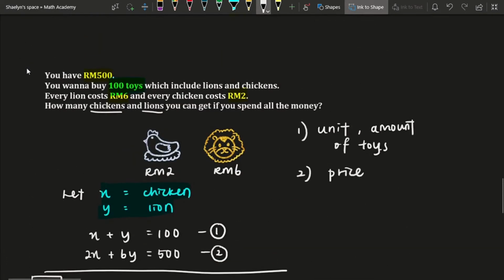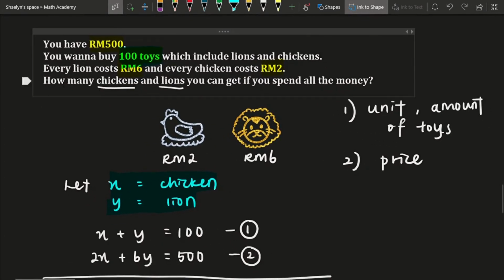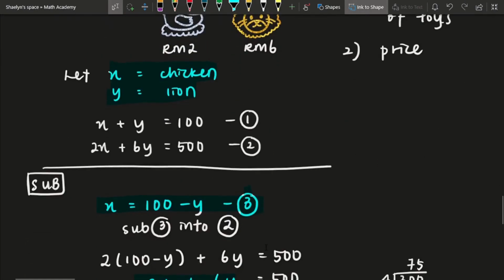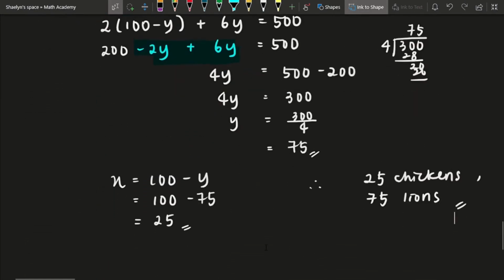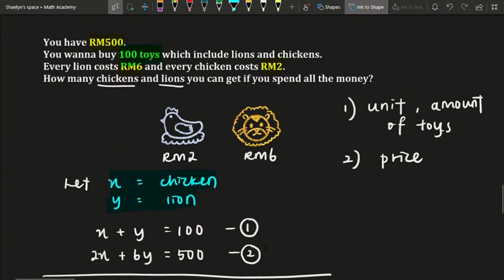So it's actually not very hard. It's just that you have to understand the question and form two equations. After you form the equations, then you continue to solve it. You will get x and y. So that's basically it. I hope you get the answer as well.